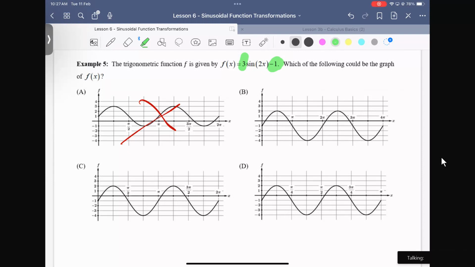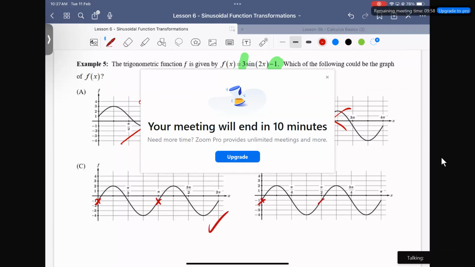Okay, so that wasn't much help. Next, we need a period of pi. So we need to repeat from here up to pi. Nope, not this one. So this one goes from here. Yep, that one works. So this one's good. What about this one? Just check. No, that one's pi over 2. So it's going to be C.